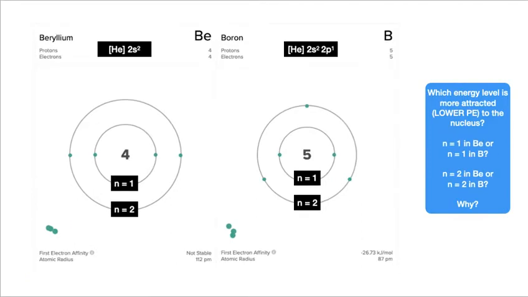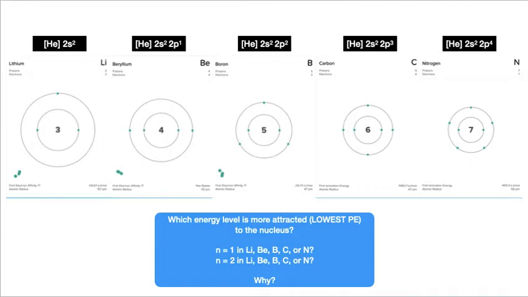And since boron is brought closer through attraction, the boron has a lower potential energy in its energy levels as well compared to beryllium. And the pattern continues across the period, with more protons resulting in greater attraction and those electrons being drawn closer to the nucleus, resulting in lower and lower potential energy for those electrons.